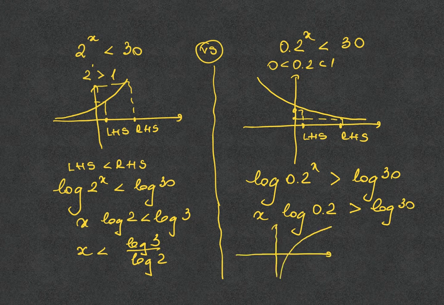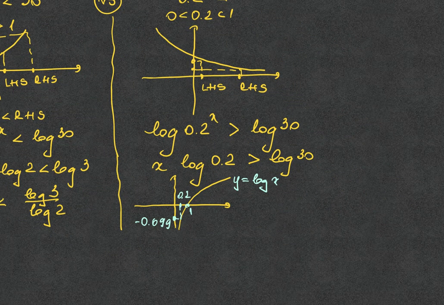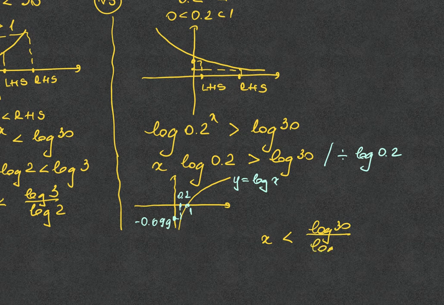Now let's look a bit at log of 0.2. Here is 1. That's a graph of y equals log in the base 10 of x. Log of 0.2 is negative. If you look at your calculator, it is minus 0.69896999. So in this inequation, you want to find x and you want to divide both sides by log of 0.2, which is negative. Therefore, the sense of the inequality changes. So you get x smaller than log 30 over log 0.2.